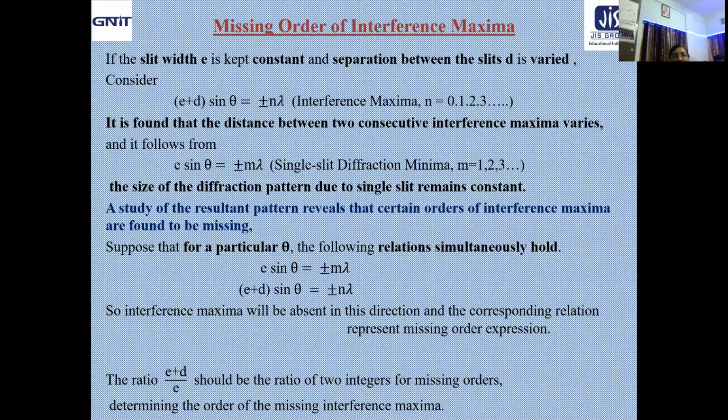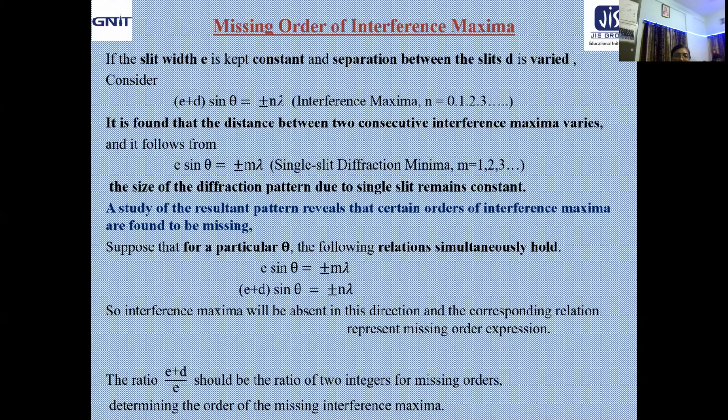Because in the resultant expression, both the factors for intensity are arising side by side. So you have to study the resultant effect to give you the final intensity distribution, where we will find that certain orders of the interference maxima are missing, known as the missing orders.